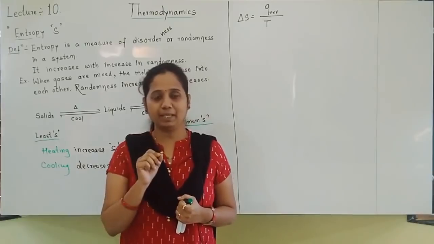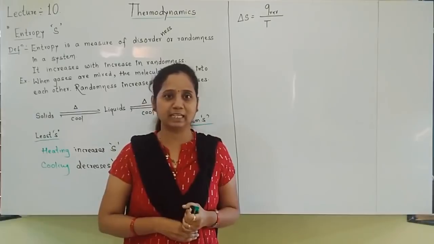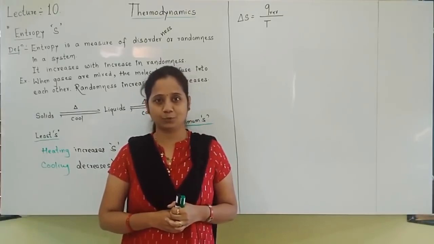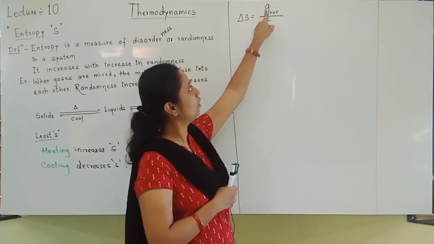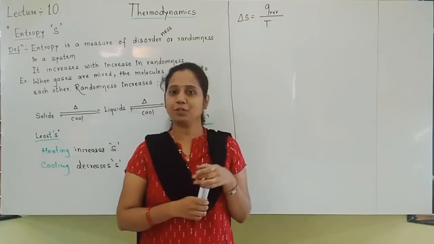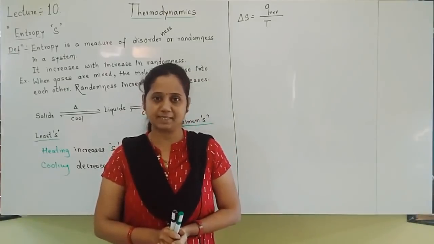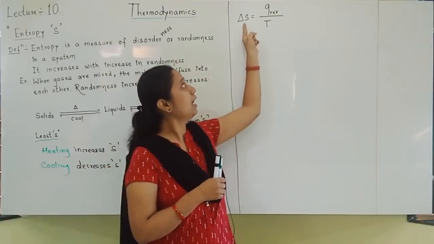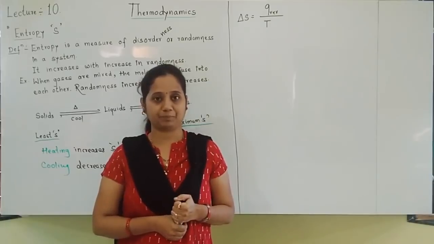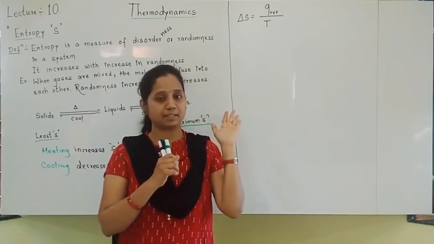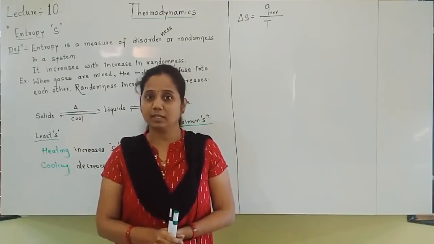So entropy is directly proportional to heat, and students, for heat we use the symbol Q. Here it is written that entropy change is always directly proportional to Q. Q is heat absorbed by the system. But how is entropy inversely proportional to temperature? Heat is directly proportional, but how is it inversely proportional to temperature?